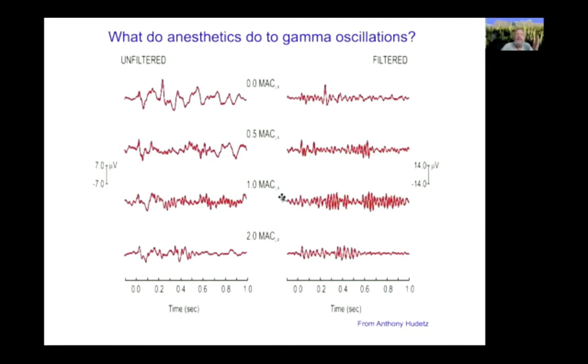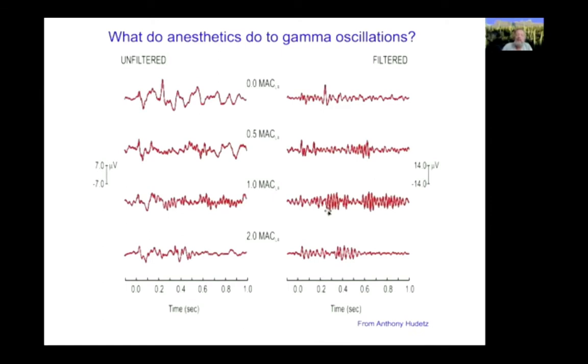Well, it turns out that gamma oscillations used to be thought to be important for consciousness, a kind of binder in the brain. But when we look at anesthetic effects on gamma oscillations, we hardly see any effect or even an increase in oscillations in the gamma frequency range in the presence of high concentrations of anesthetic. This is all from Tony Hudetz's lab at Michigan.